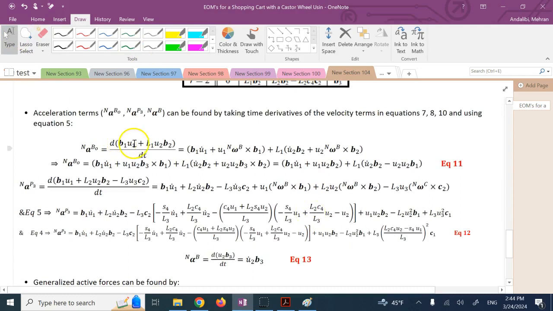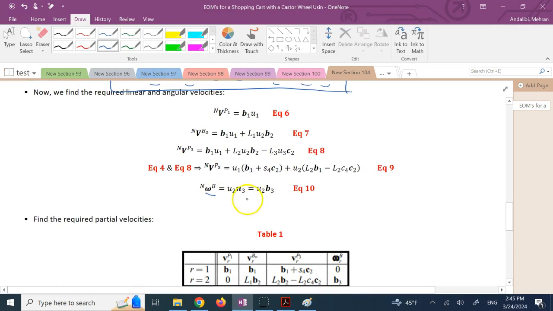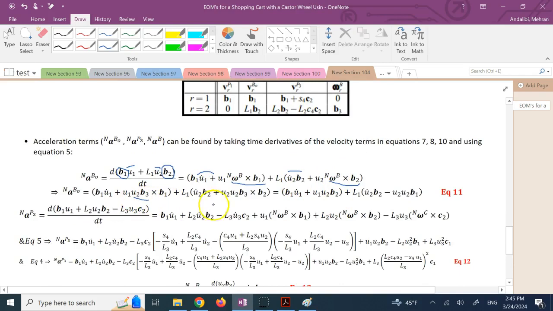If you take the time derivative of V of BO, be very careful that not only U1 and U2 have time derivatives, B1 and B2 also have time derivatives. These are rotating unit vectors, so their time derivatives are omega of the frame they are attached to, which in this case is omega of B, cross themselves. So these underlined guys are the time derivatives of B1 and B2, plus of course B1 and B2 times U1 dot and U2 dot. Then for omega of B, we bring it from the top, it was U2 B3, so we plug it here. So we get B3 cross B1, which is B2, and then B3 cross B2, which is negative B1. So we get these guys.